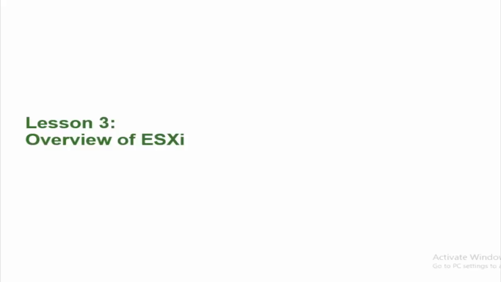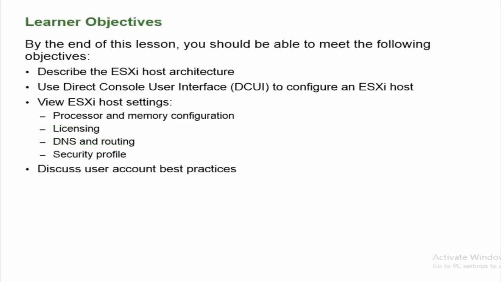So let's move on. Lesson 3 is an overview of ESXi. In this lesson we will be covering the ESXi host architecture and how you can use the DCUI to configure the ESXi host, and to view the ESXi host settings like the processor, memory configuration, licensing, DNS, routing and other security profile features. And we will discuss the user best practice.